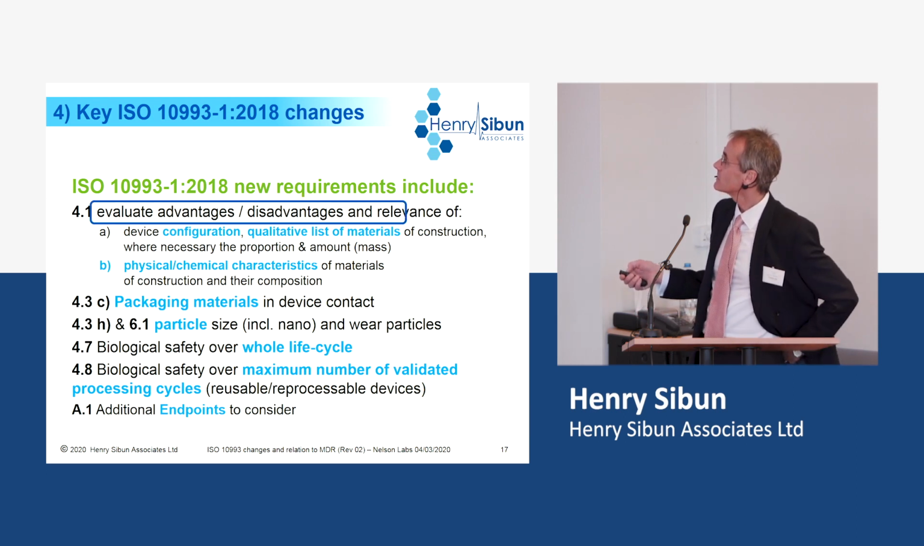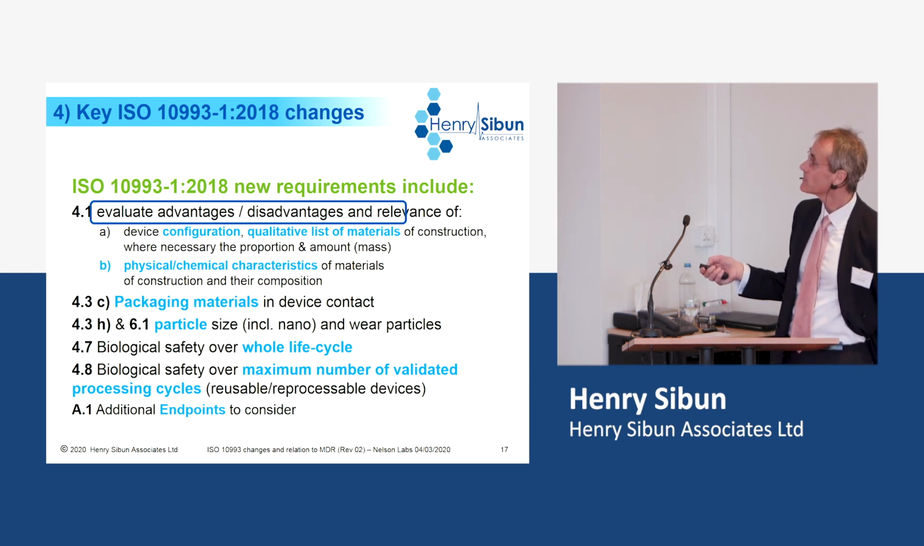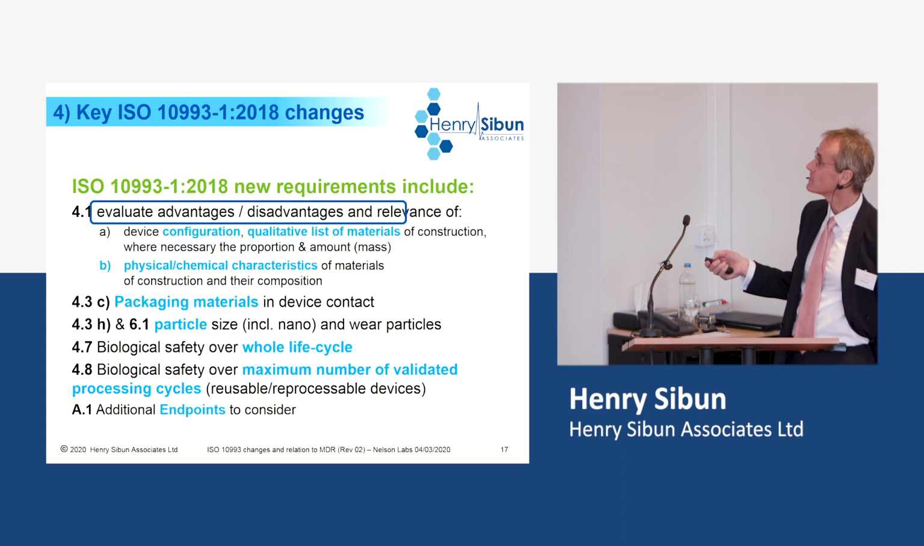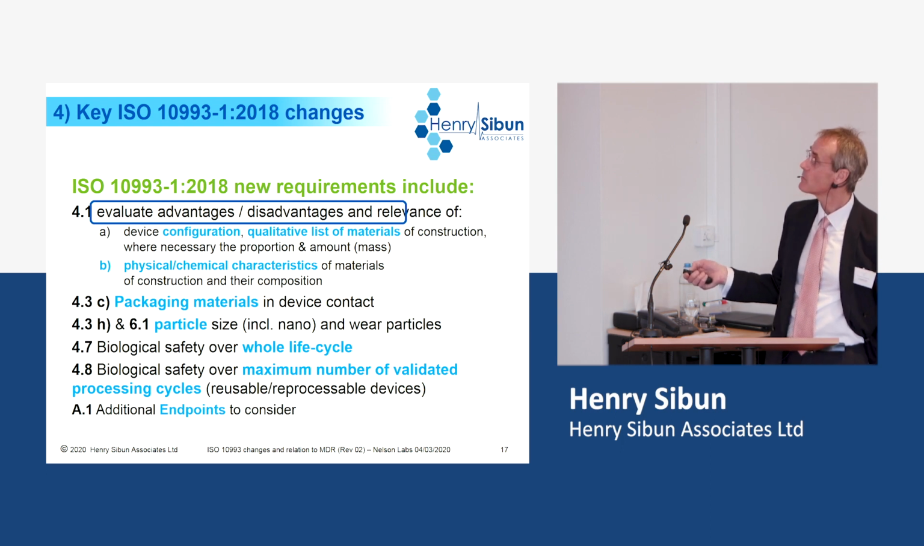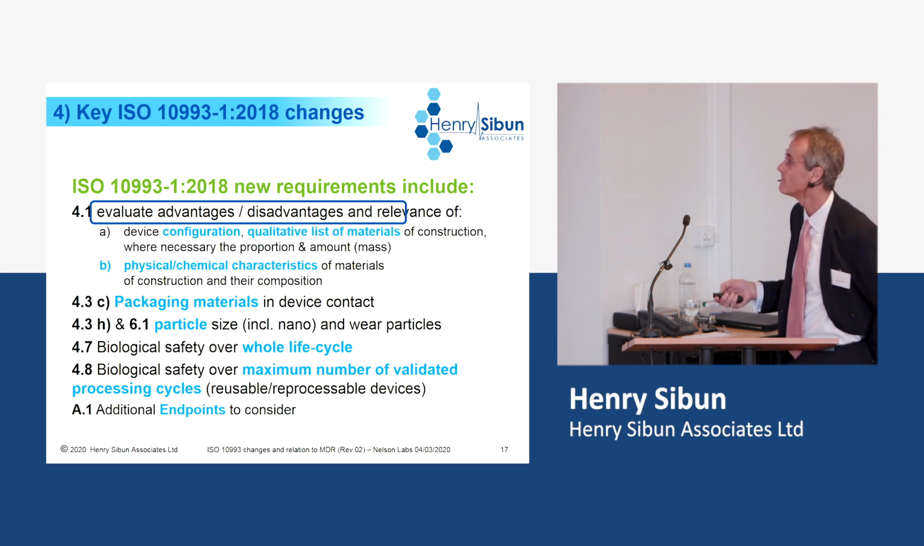So make sure you consider this in particular. It talks here about the device configuration, the qualitative list of materials, and where necessary, the proportionate amount. This is quantitative. And the need for physical and chemical characteristics for the construction materials. And again, for all of this, you're looking at 3 different things: advantage, disadvantage, relevance. And that needs to be documented.